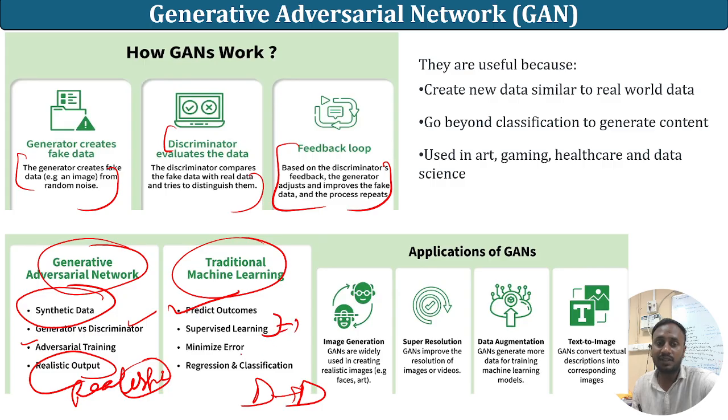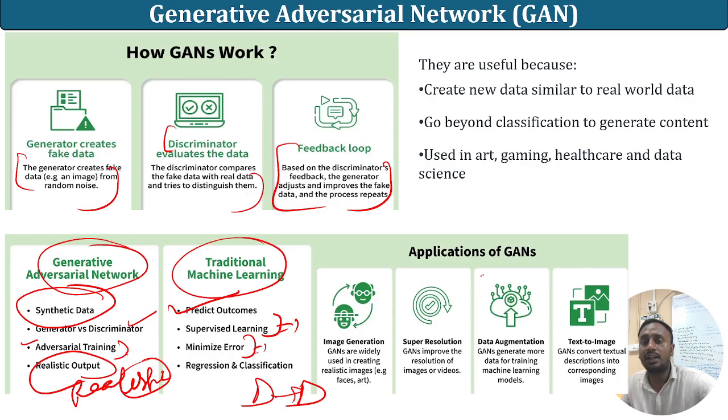Supervised machine learning minimizes the error. Here training will be there, and we have to train it until we get the result. Here we can do classification or regression. We are not going to regenerate things like that, one class or second class. In traditional machine learning, we just have to classify or do regression.